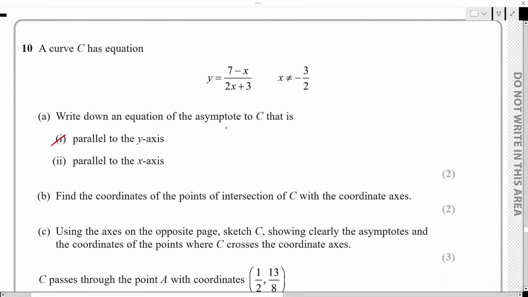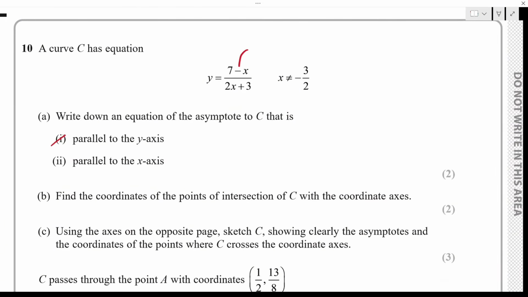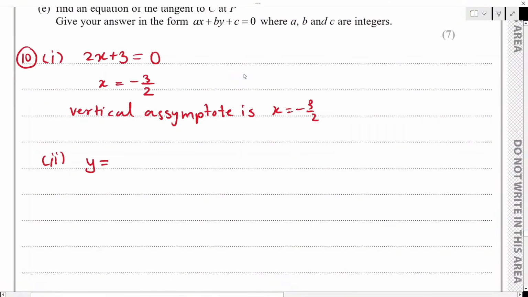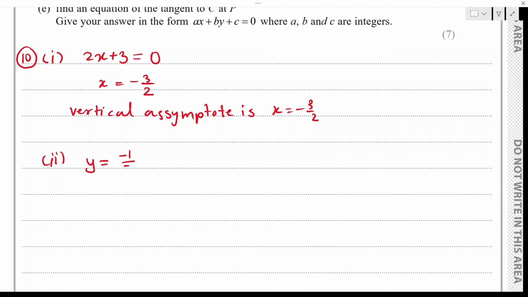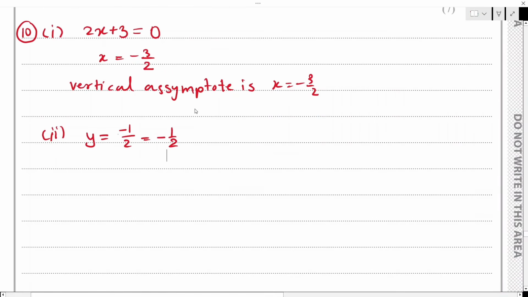We can see that the coefficient of x in our numerator is minus 1, and the coefficient of x in our denominator is 2. So I will divide minus 1 by 2. So minus 1 by 2 gives us the asymptote y equals minus 1/2. So these are our two asymptotes: x equals minus 3/2 and y equals minus half.